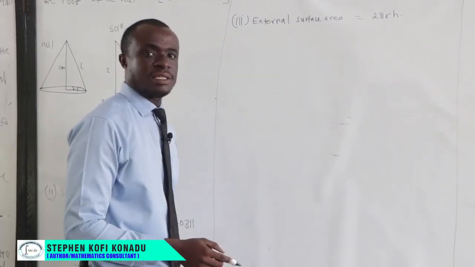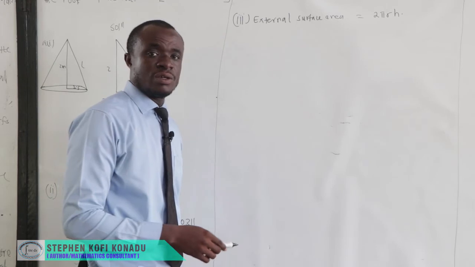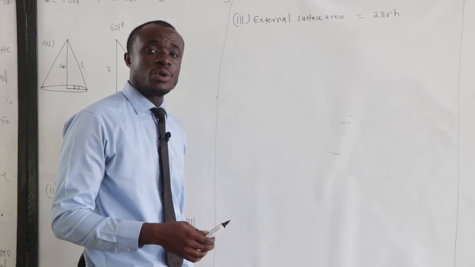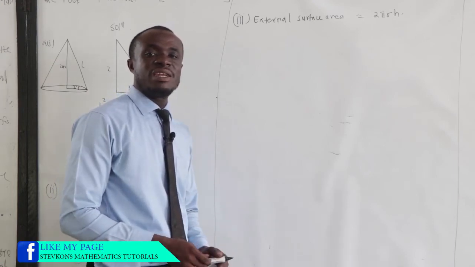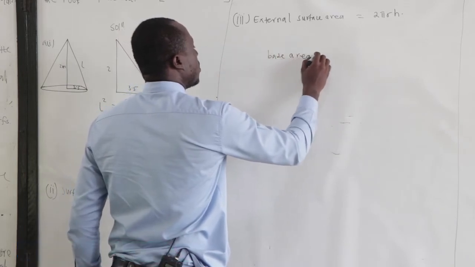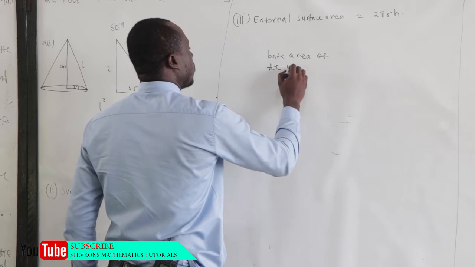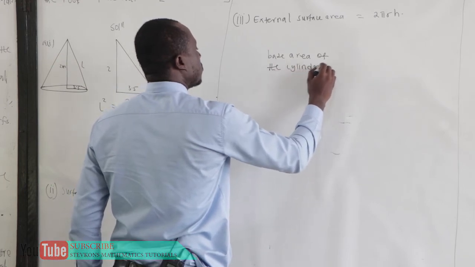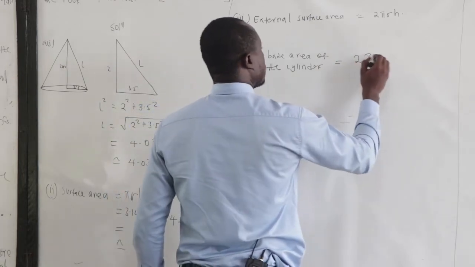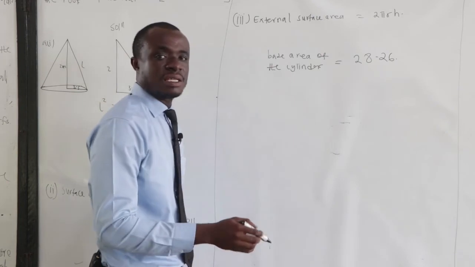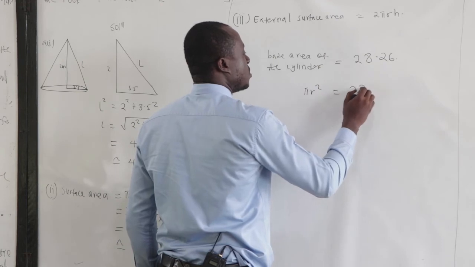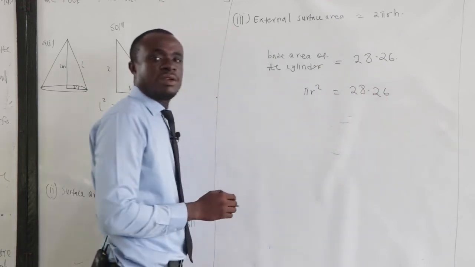Now we know the height of the cylinder to be 2.5. We know pi is 3.14, but we don't know the radius. But we have been given the base area of the cylinder, which we're given as 28.26. But this is a circle. So what do we know? We know that pi r squared is 28.26. We can find the radius from here.